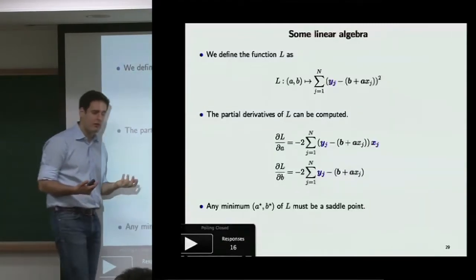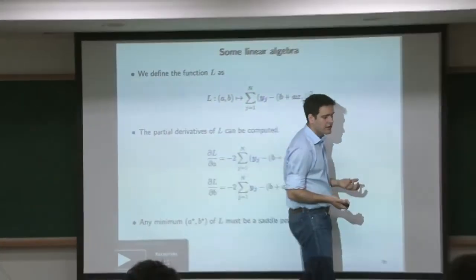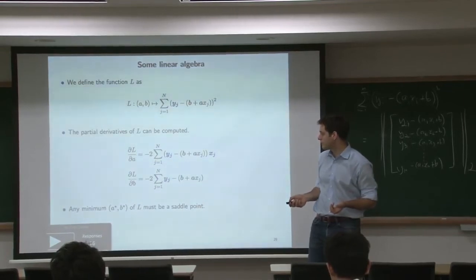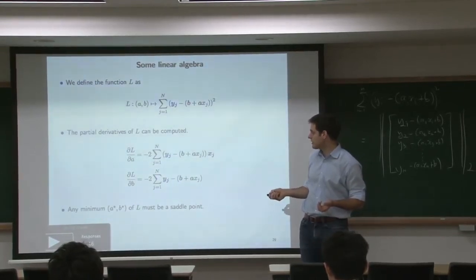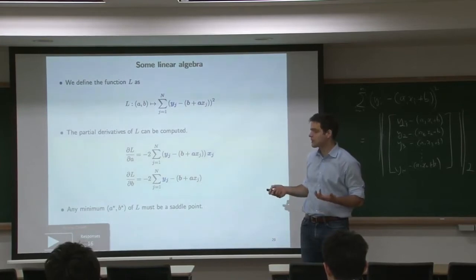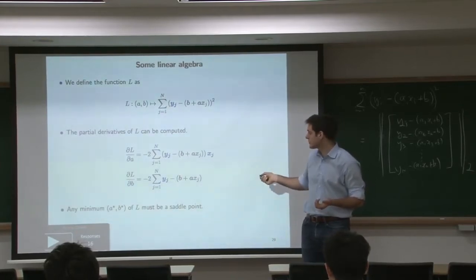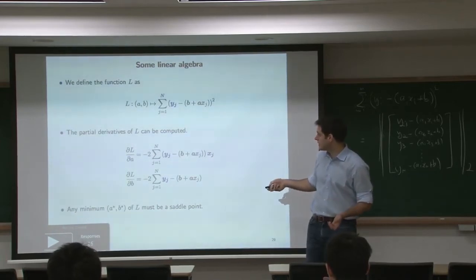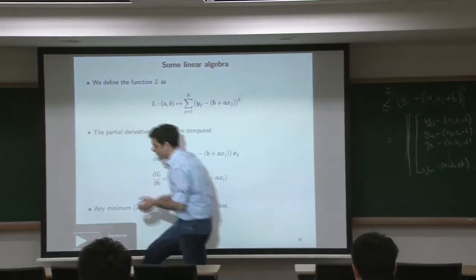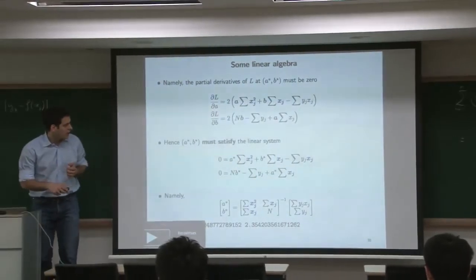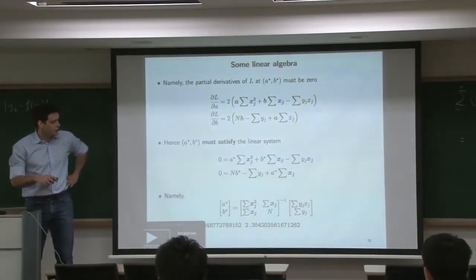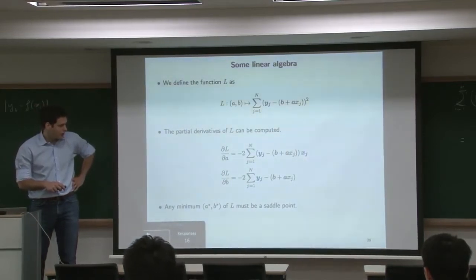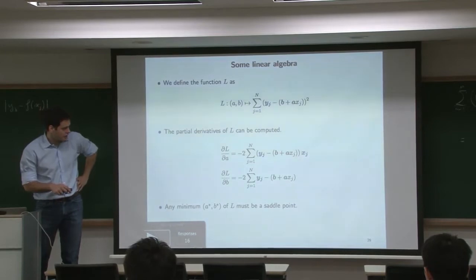And what we know is that if we have a minimum, then necessarily these quantities here are equal to 0. Okay? So any minimum A star, B star must be what is called a saddle point, such that this is equal to 0. Okay? So those are just simply linear equations, actually, if you look at them. Those are linear equations, and you can rearrange them. So here you have 2 sum of yj minus b plus axj, xj.